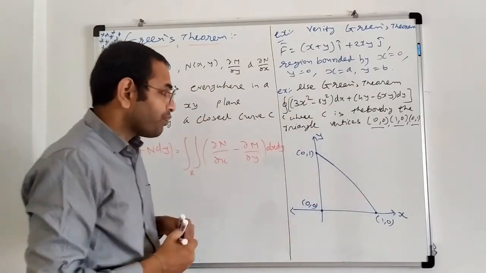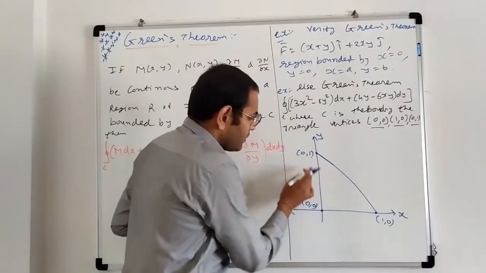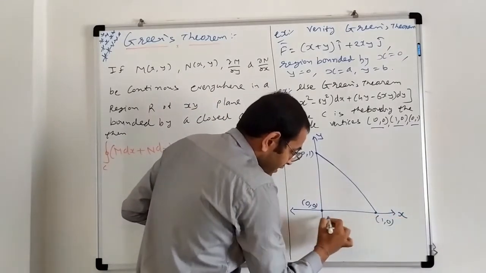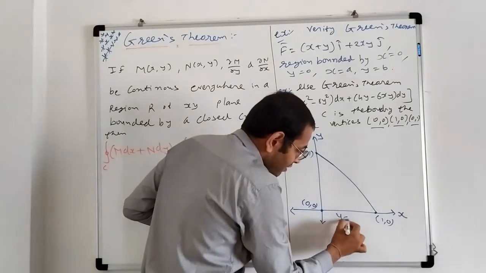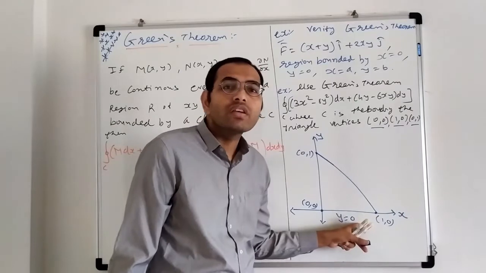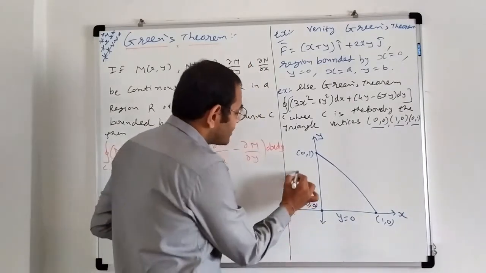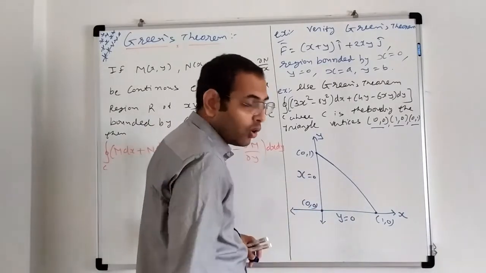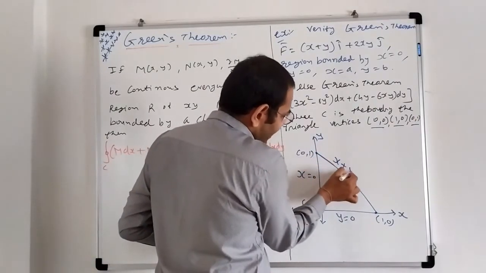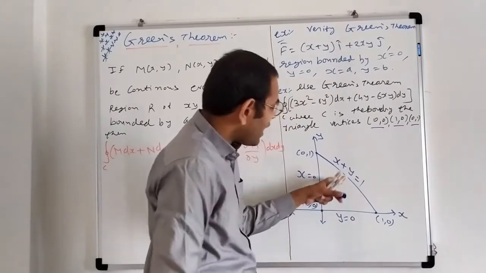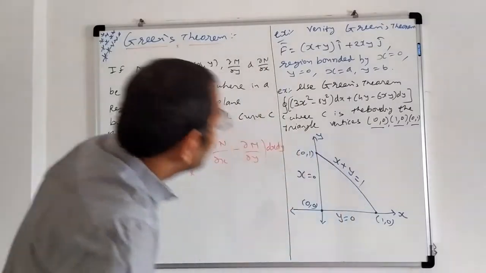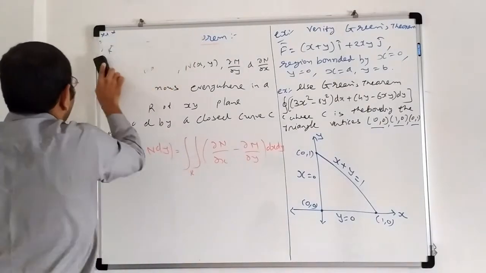Clear? So according to these equations, the line indicated by y equal to 0 means on the x-axis the value of y is 0, and on the y-axis the value of x equal to 0. And for this line, if it is extended, then we can say that x plus y equal to 1. How do we get x plus y equal to 1? We have the formula for the straight line.